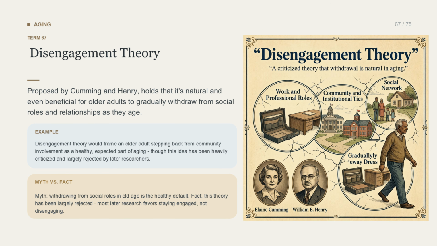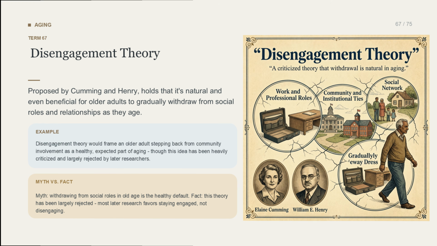67. Disengagement theory. Disengagement theory, proposed by Cumming and Henry, holds that it is natural and even beneficial for older adults to gradually withdraw from social roles and relationships. Under this theory, an older adult stepping back from community involvement would be viewed as a normal part of aging. Keep in mind, though, that this idea has been heavily criticized and largely rejected by later researchers.